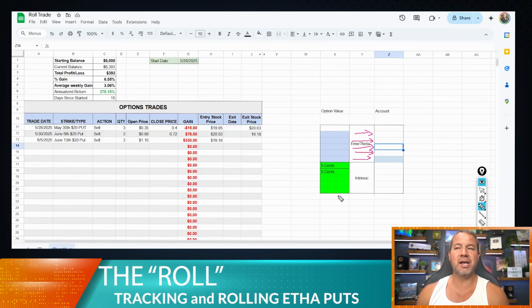So I'm going to give you a set of rolls and tell you exactly what I did in my little account, and you can see how those rolls worked out, because it's interesting because it played out perfectly as we hoped. And it gave us a varying set of scenarios. So my very first roll, or trade into the $20 put, was on 5/28. What I did is I sold 3 contracts of the May 30th $20 put at 35 cents.